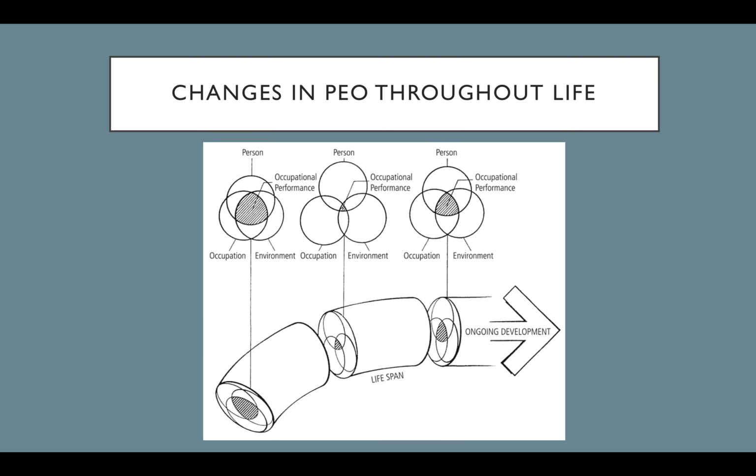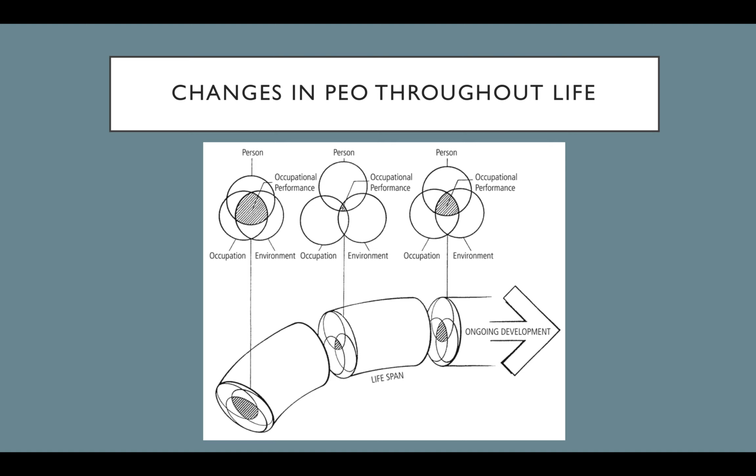So as I said previously, the PEO model can change throughout life. So this is a model that can be used on almost any age person, like really above the age of 5. So throughout life, the three aspects, the person, the occupation, and the environment, often come together differently. So in these three diagrams, you can see the first one is what we consider early childhood. The second one is what we consider adolescence or middle childhood. And the third one is what we consider early adulthood.